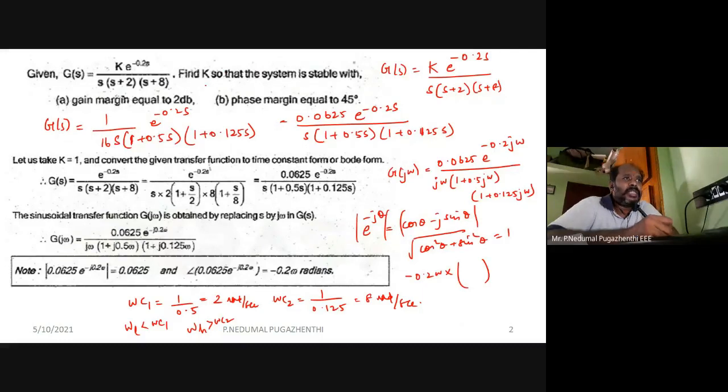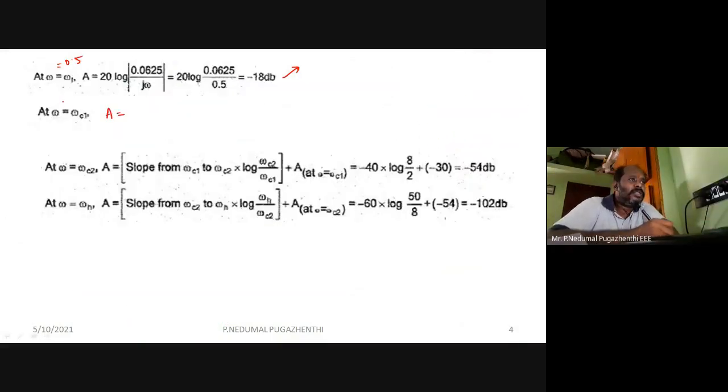Meanwhile, you go through the statement of the problem. They are asking you to find the k value for the gain margin equal to 2 decibels and phase margin equal to 45 degrees. So initially I put k is equal to 1 and I have proceeded, right? So I will go to the next corner frequency value, omega C1 is equal to 2 radians per second.